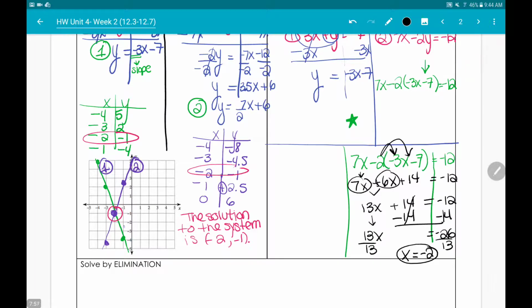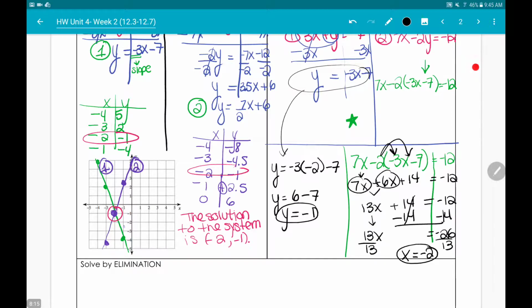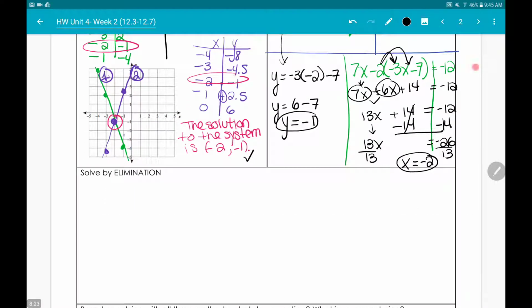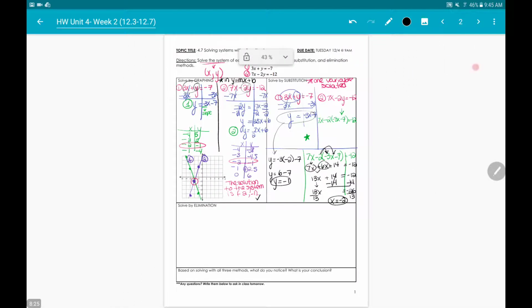We're not done. We still need a y. So I go back to my starred equation. I go back to this equation. And now instead of x, I'm going to replace it with the number we found, which was -2. And I get 6 minus 7, which is equal to -1. And I check, and it should be the same exact answer that I got when I did it by graphing. And it is. Okay. All right, the last one we learned was elimination.